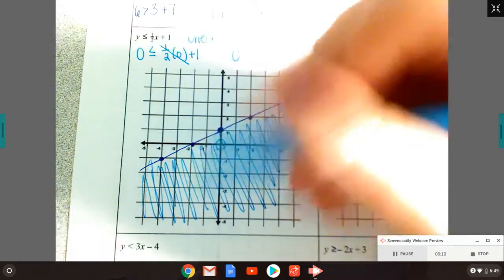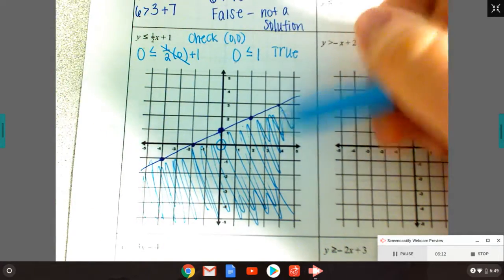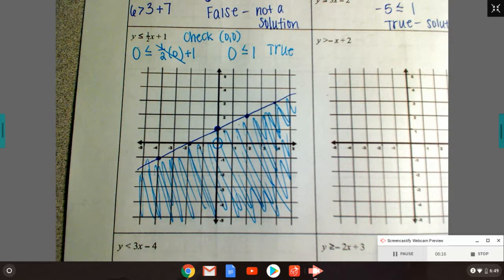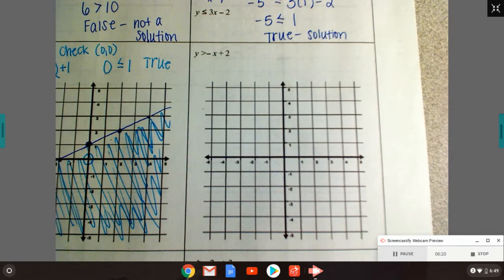You can shade it as much or as little as you want. I kind of get lazy and just do scribbles to get the idea. But there we go. That is a linear inequality. Let's do a few more. So here's the next one. We've got y is greater than negative x plus 2.